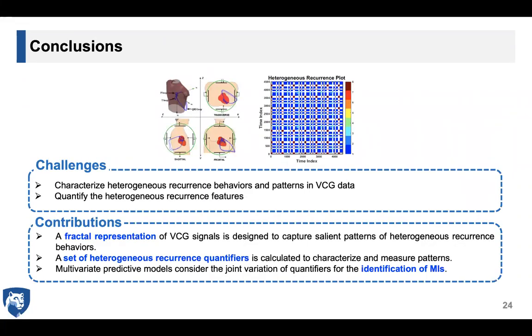In conclusion, in this study we characterize heterogeneous recurrence behaviors and patterns in the VCG data, and we quantify the heterogeneous recurrence features. In summary, a fractal representation of VCG signals is designed to capture the salient patterns of heterogeneous recurrence behaviors, and a set of heterogeneous recurrence quantifiers is calculated to characterize and measure different patterns. And at the end, a multivariate predictive model considers the joint variation of quantifiers for the identification of MIs.